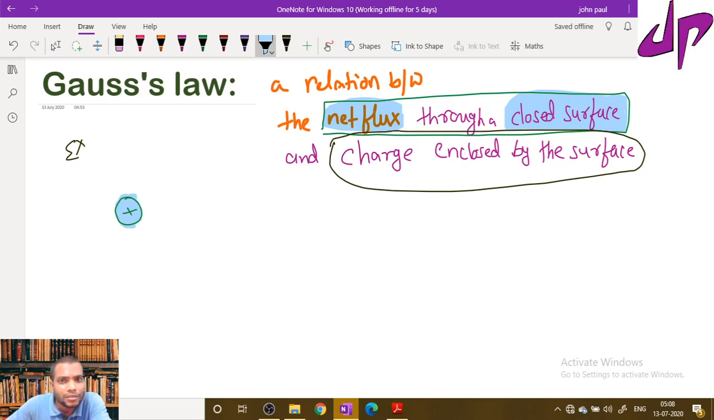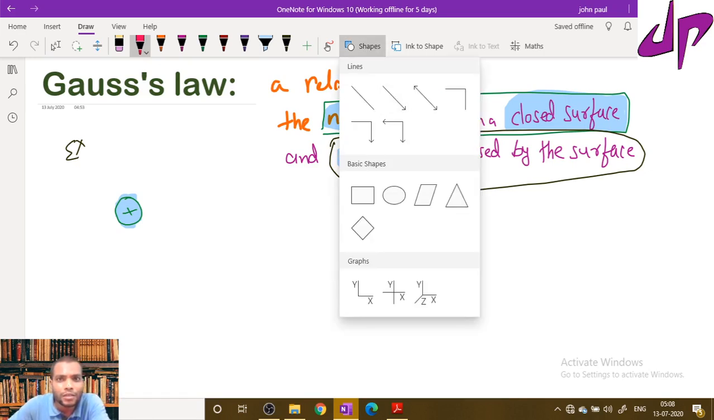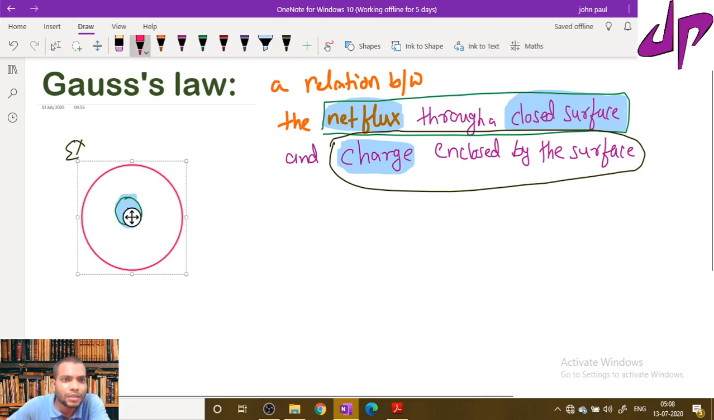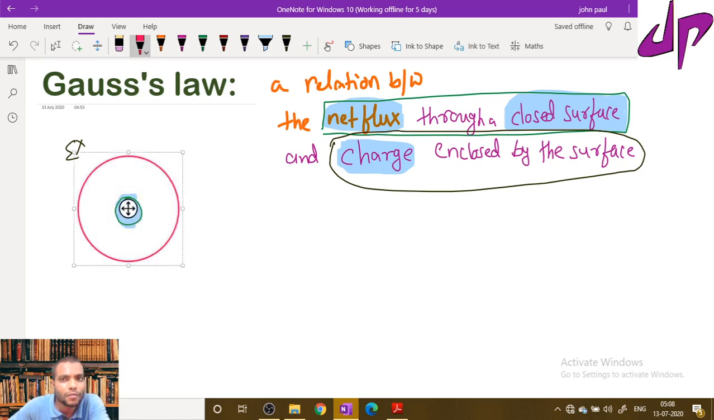The total flux through the surface and the charge have a certain relationship. We need to figure out what the relationship is. For that, we need to make a clever choice. We need to take a closed surface. Suppose this is a spherical surface exactly enclosing the charge. This closed surface we often call a Gaussian surface.